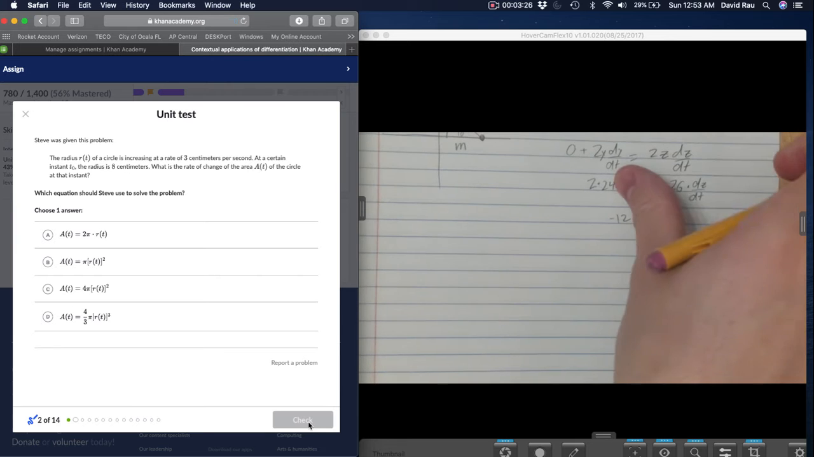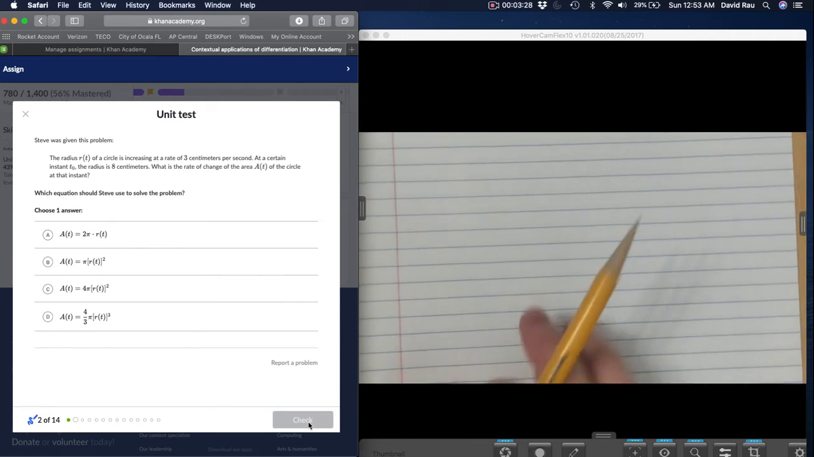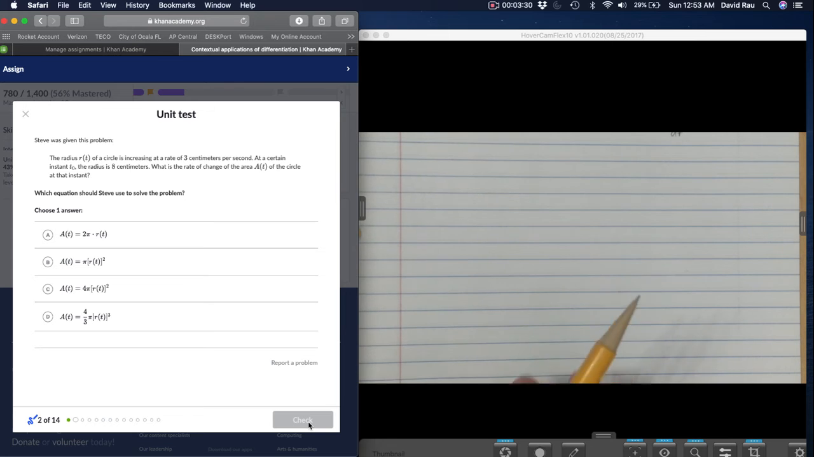All right, Steve was given this problem, so were we. The radius r of t of a circle is increasing at a rate of 3 centimeters a second. At a certain instant, the radius is 8 centimeters. At what rate is the area of the circle changing, and how should we solve this equation? Well, if we want to know how the circle area is changing, then we're going to need to start with the circle formula.